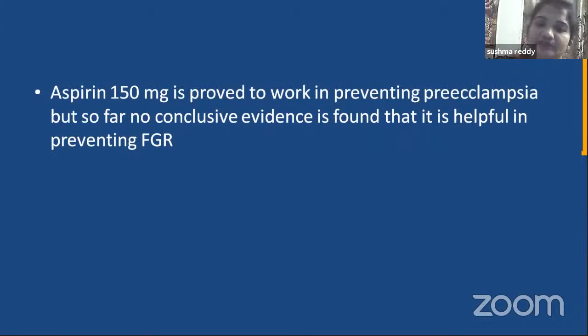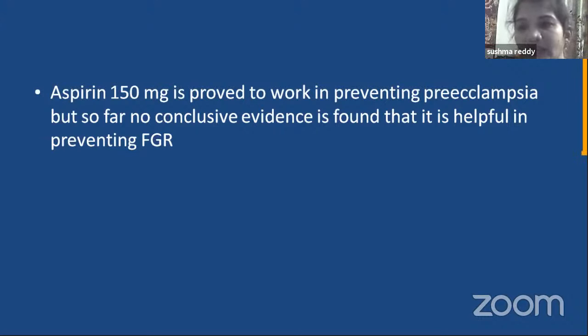Aspirin 150 mg. The aspirin trial conducted by Fetal Medicine Foundation UK has proved beyond doubt that aspirin 150 mg is beneficial to prevent preeclampsia. But there is no study so far to prove that aspirin 150 is beneficial in preventing FGR. So, though we give aspirin 150 mg in high-risk cases to prevent preeclampsia, we are not sure if it helps in preventing FGR or if it does not help.